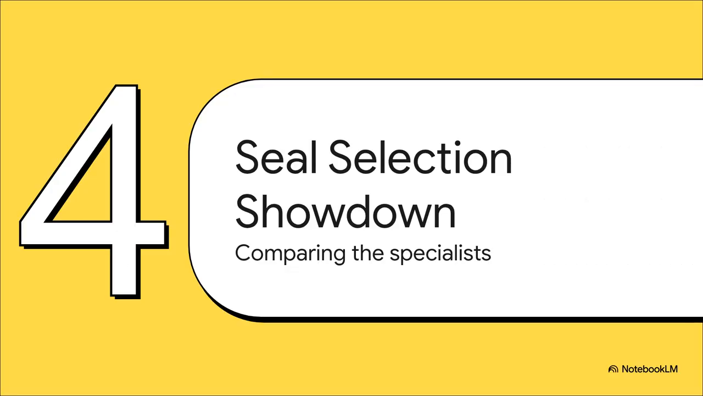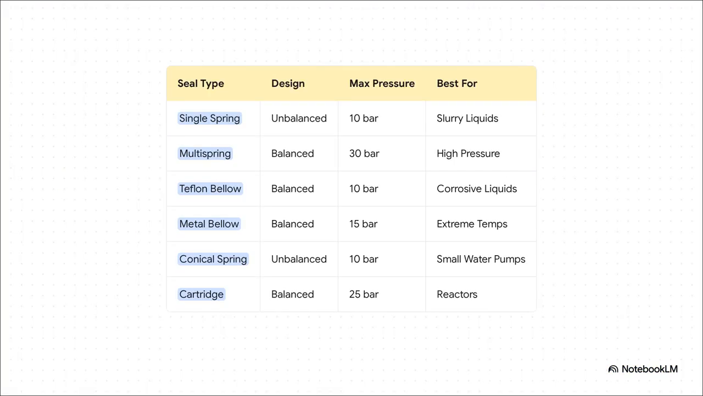Okay, we've met the whole team. Now let's put them all up on the board, head to head, and really see how they stack up against each other. When you lay it all out like this, a really clear pattern just jumps right out at you, doesn't it? The two unbalanced seals, the single spring and conical spring, they're your general-purpose workhorses for lower-pressure jobs. The other four, the balanced ones, they are the specialists, each one engineered to tackle a very specific challenge: high pressure, nasty chemicals, extreme temperatures, or a mission-critical installation. It's really all about matching the right tool to the right job.